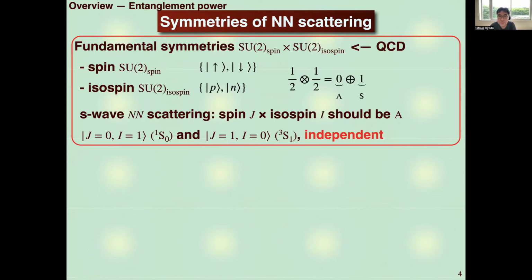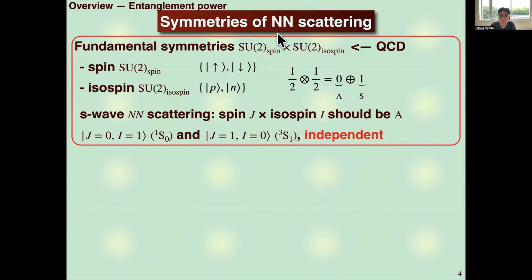So let me start by reminding you of the symmetries of nucleon scattering from the basic fundamental theory of QCD. Now we know that QCD has spin SU(2) and isospin SU(2) symmetries, where, because of this symmetry, actually this is a symmetry for quarks, which gives us some phenomenological consequence in the physics of the hadrons. Namely, hadrons also satisfy this spin SU(2) and isospin SU(2).